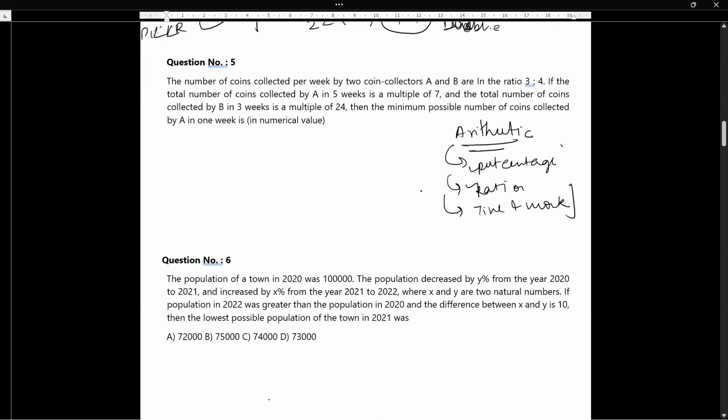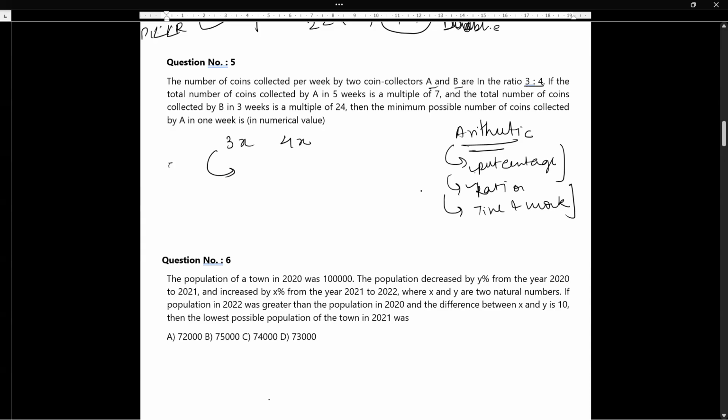This is something which you guys can do, right? Okay. So this was a ratio question. Two coin collectors A and B are in the ratio 3:4. We know that, so can we assume it to be 3x and 4x?